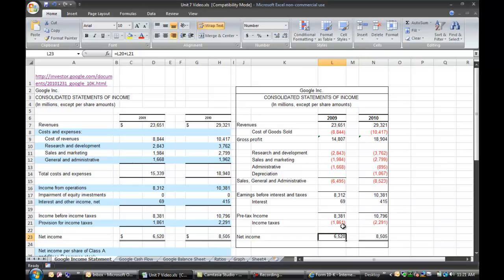From this you can see that the 1,008 over 1.8, almost 2 over 8, is about a 25% tax rate for them. We could figure out exactly: equals a minus L21 over L20.